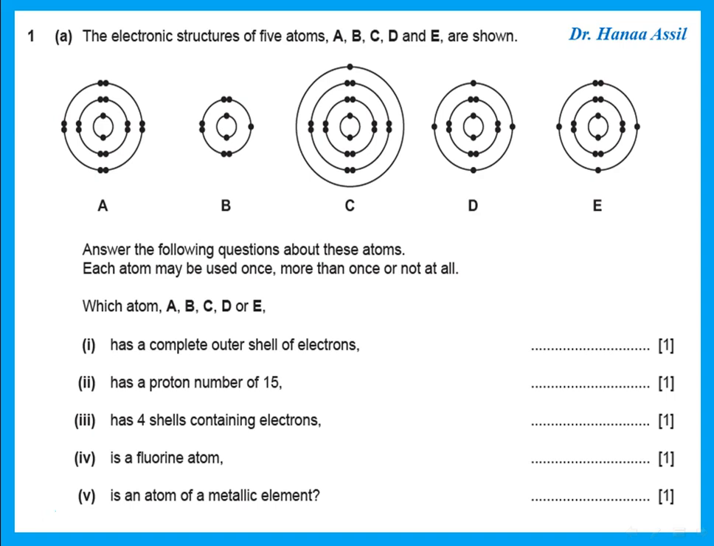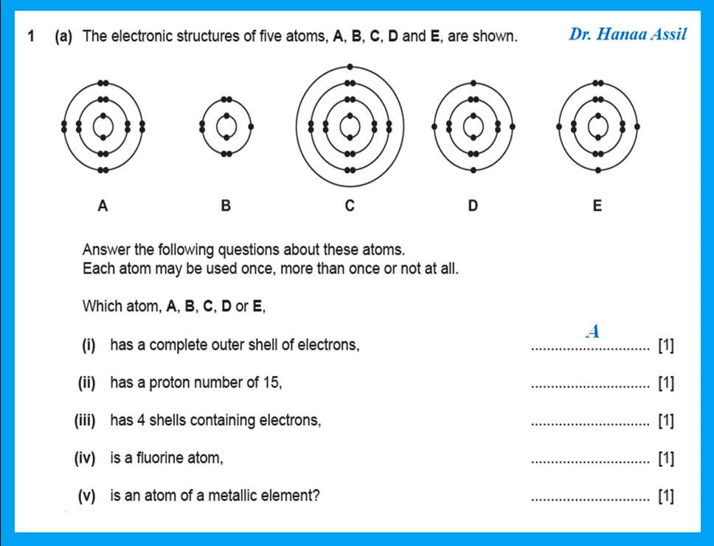The first question has different atoms with their electronic structures, and asks which atom has a complete outer shell of electrons. I look through and see which one has a total of 8 electrons in the outermost shell. The one that has 8 electrons in its outer shell is A. Remember that A would be in group 0 or group 8, so this is obviously a noble gas.